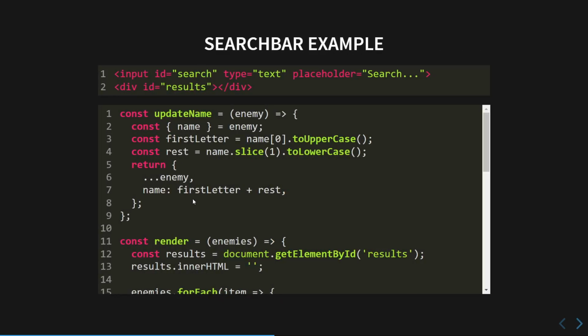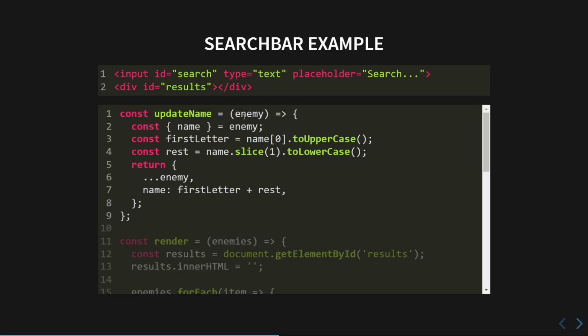Another example I wanted to show was a search bar. So doing a naive search using filter is an incredibly common thing. This might be searching all the rows in a table, or maybe searching products that you have in inventory. So I have this HTML up here that is just a search bar and a div that'll hold the results of your search.